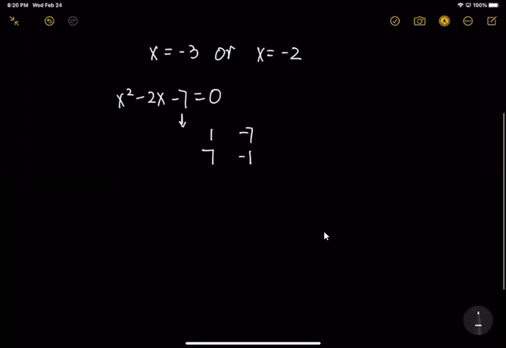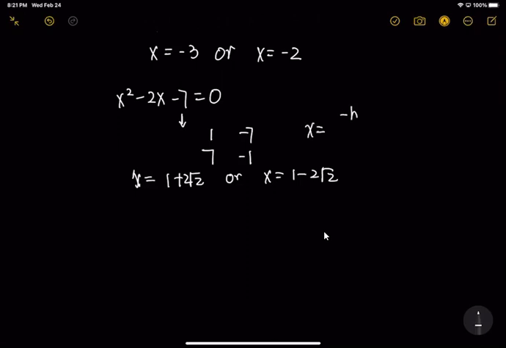Well, but there are two solutions. If we use the quadratic formula, we will find out that x equals 1 plus 2 times square root of 2, or x equals 1 minus 2 times square root of 2. We can use the quadratic formula, which is x equals negative b plus or minus the square root of b squared minus 4ac, over 2a.